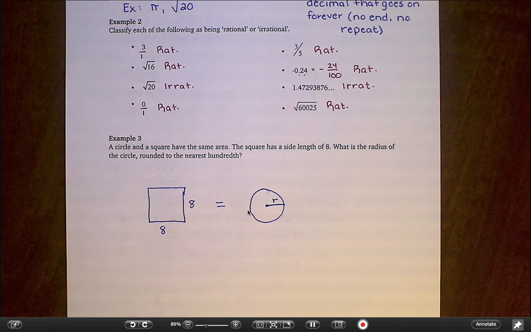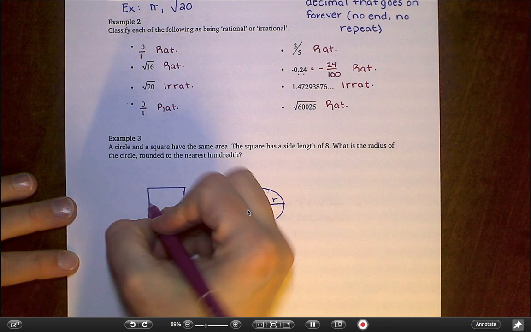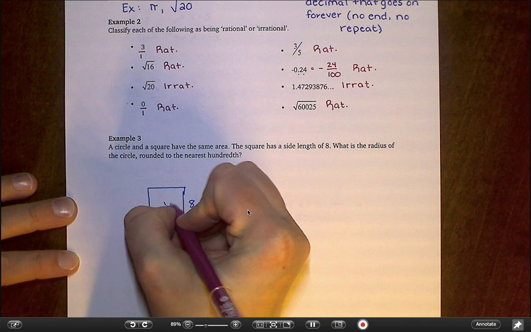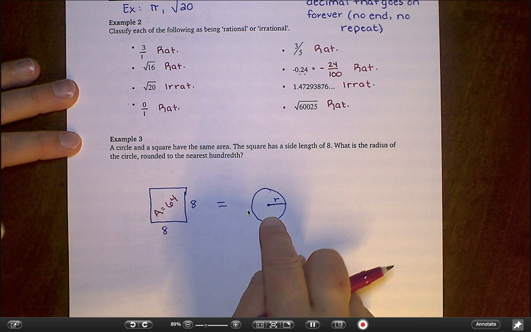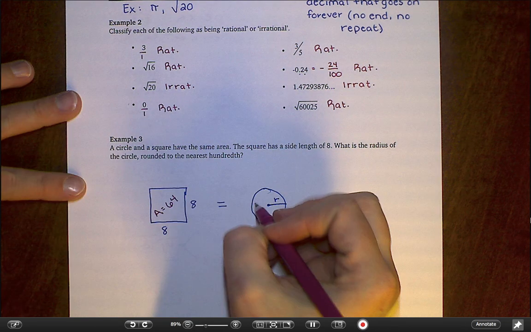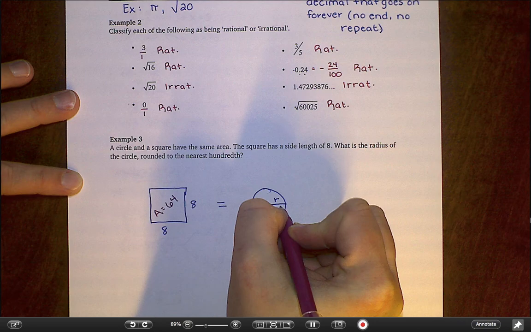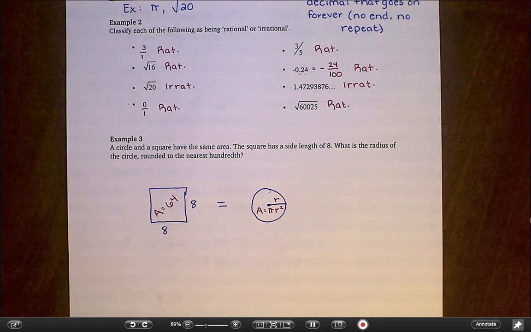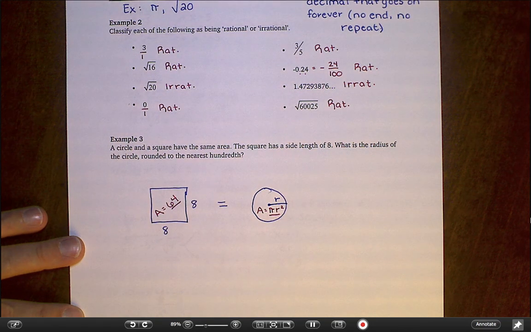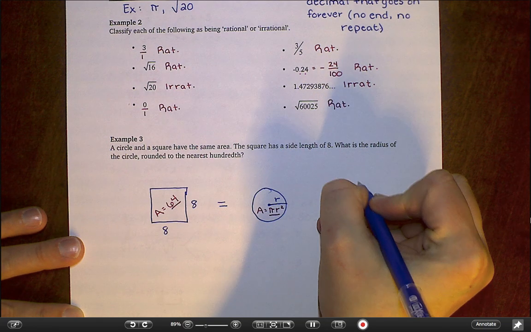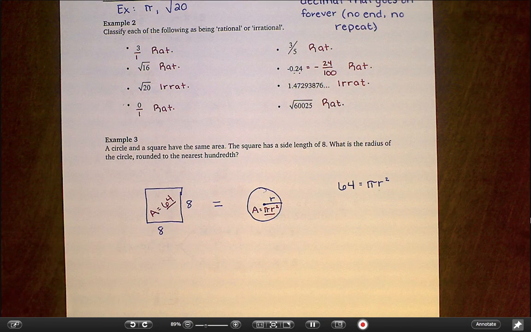Well, let's think about what the areas of each of these shapes would be. To get the area of a square, we just do 8 times 8, which is 64. So area equals 64, and that would be square units, whatever the units happen to be. For a circle, I don't know what the radius is, but I know how to find the area. I know that the area would be pi r squared. Hopefully you remember that from geometry. And we want this to equal this. So the equation we're going to set up is 64 equals pi r squared. And then I want to try to figure out what r is.